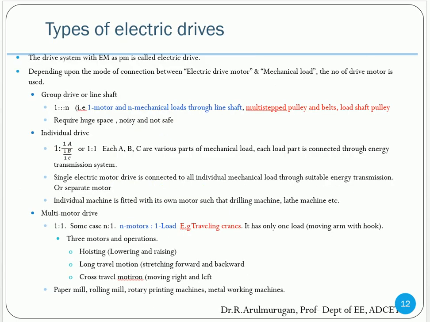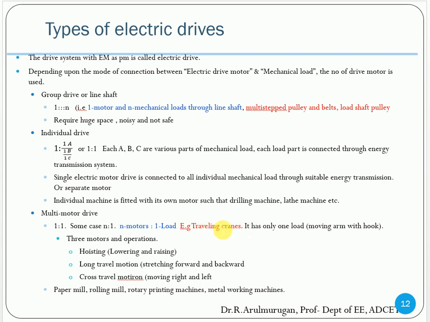The next one, multi-motor drive. What is a multi-motor drive? There are two possibilities. One: one motor, one load. Or in some cases, N motors, one load. N motors, only one load. The best example is a traveling crane, an overhead traveling crane.